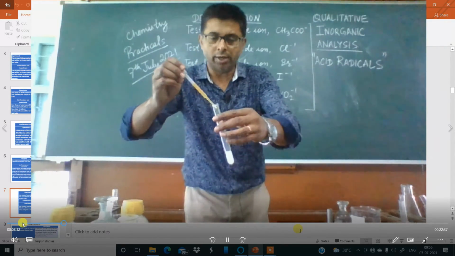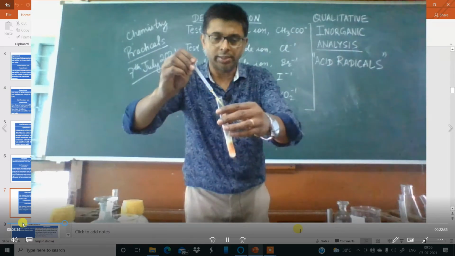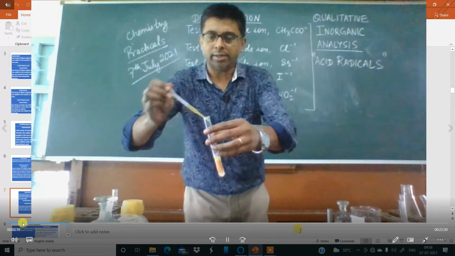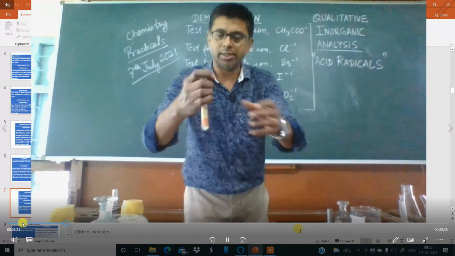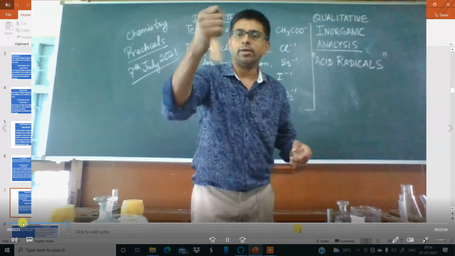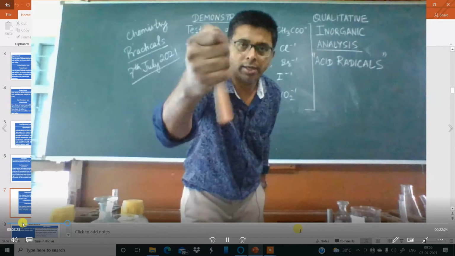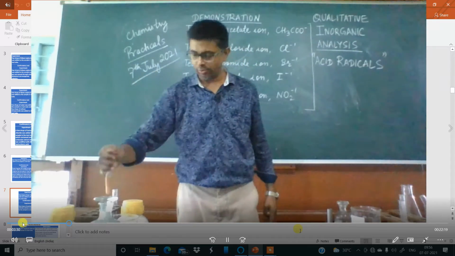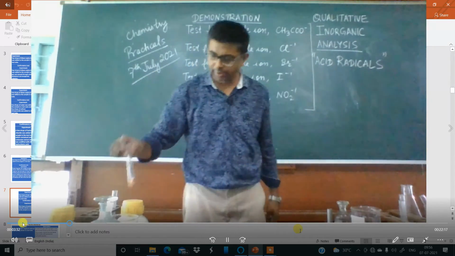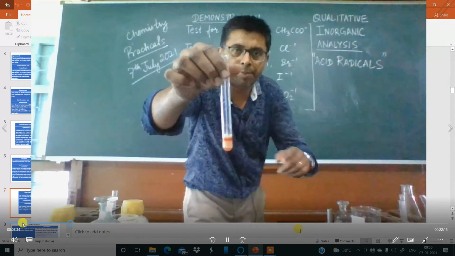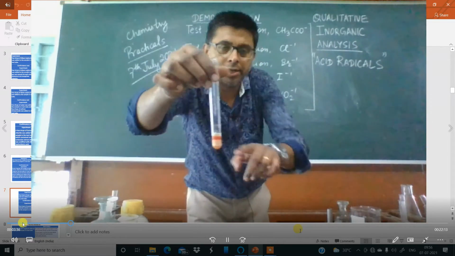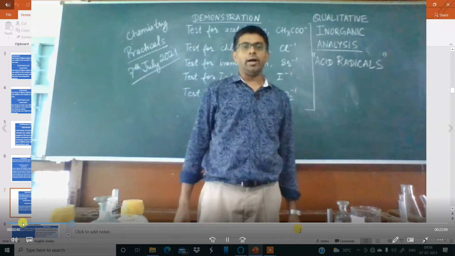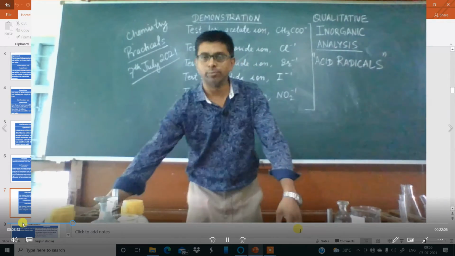So here I am showing you the addition of neutral ferric chloride to the acetate sample, lead acetate solid sample. The color will slowly change to blood red coloration on standing for some time. Blood red color is appearing, you can see over there. I have shown you clearly. This was the test for acetate ion.